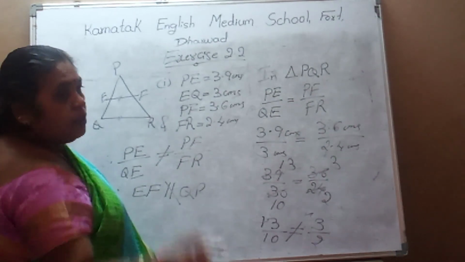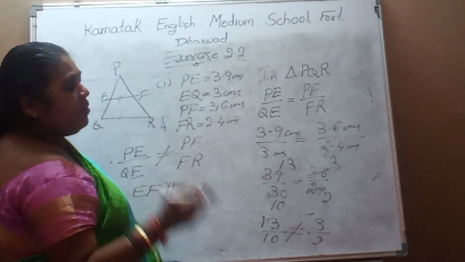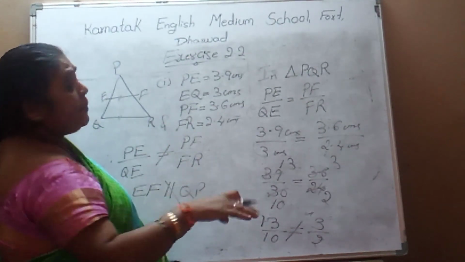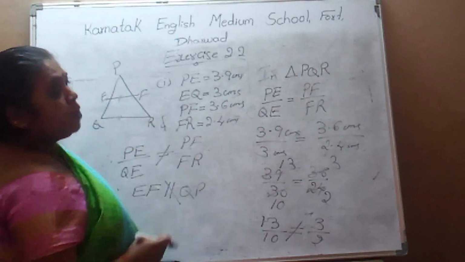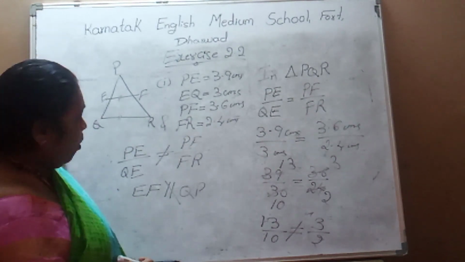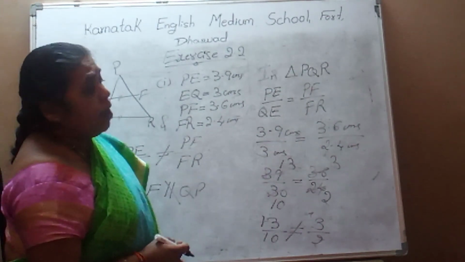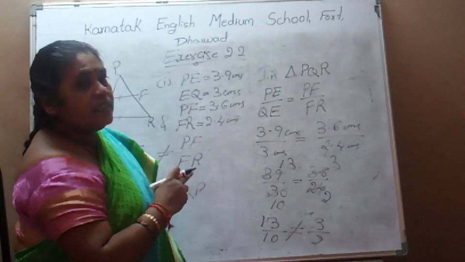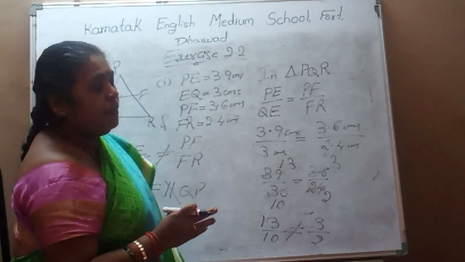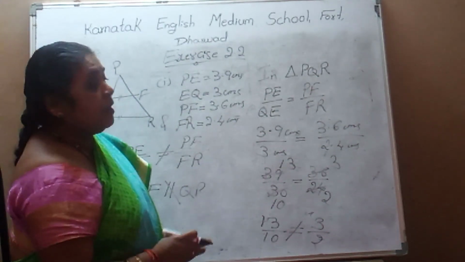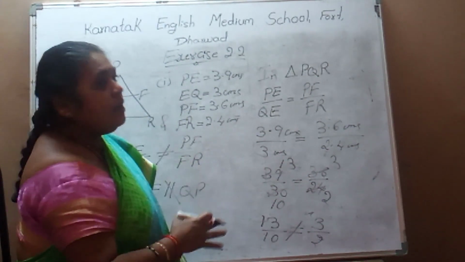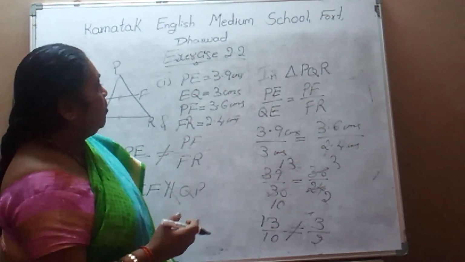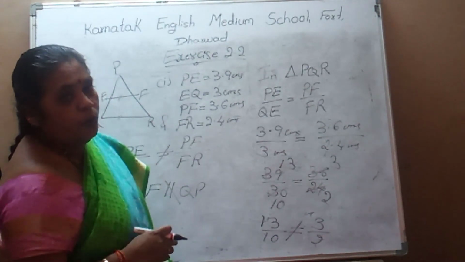Still, they are given two examples for you. Check whether in those two examples EF is parallel to QR. You only check at home. Thank you. Up to here you all understood. In exercise 2.2, first and second, you have to solve that. If you understood all the theorems, try the third example. The next problems you must solve tomorrow. Understood?